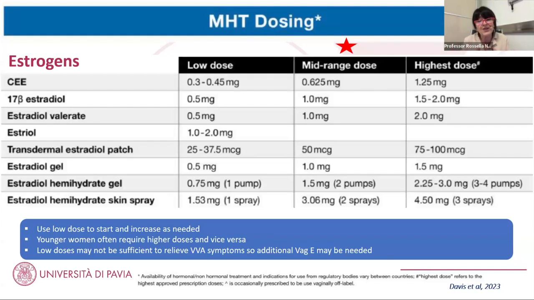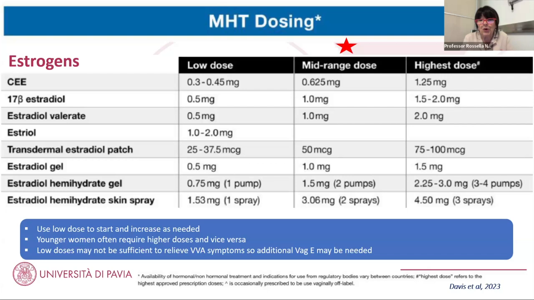Of course, during the transition, you have to think that there may be some endogenous production of estrogen, so you really need to start with a low dose or a middle-range dose, because you may have some activity already. So it's better to start low dose and then increase. And as I told you already, younger women may need a higher dose.